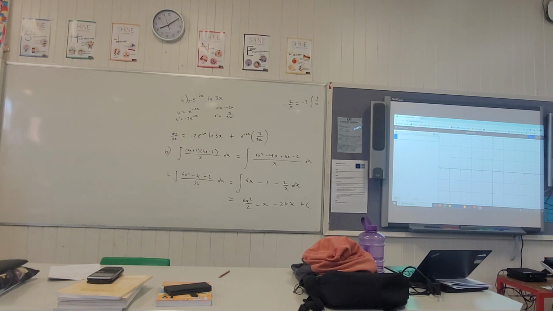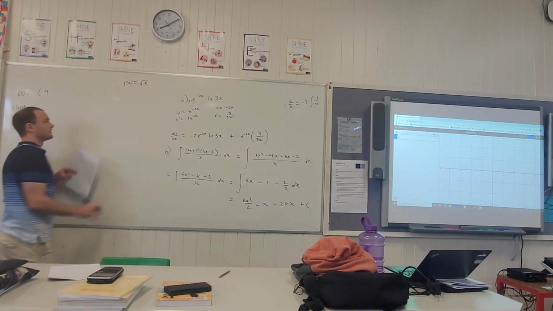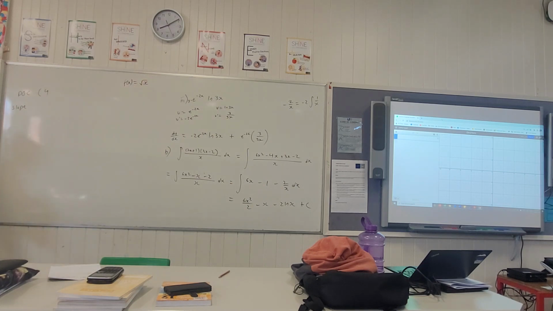Okay, question 2. Consider the function f of x equals the square root of x. Find the equation of the tangent at x is 4. So we've got a number of processes we could use. I'm just going to use y-intercept form. For a tangent, we need 2 things. We need the point of contact and we need the slope. And we've got the point of contact is x is 4. We need the y value. And the function is the square root of x. So the y value then is going to be the square root of 4, positive 2.